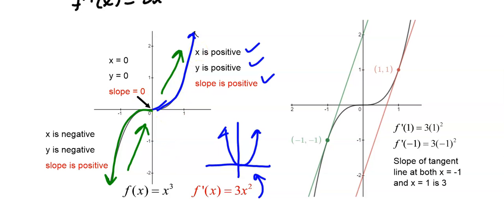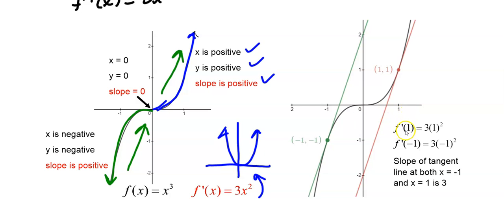So let's look at one specific example that shows us that we're getting positive slopes in both quadrant 1 and quadrant 3. We know that the point 1, 1 is on the graph of f of x equals x cubed because 1 cubed is 1. And the point negative 1, negative 1 is on that graph because negative 1 cubed is negative 1. So those are 2 points on the graph. Now let's use the derivative function f prime of x equals 3x squared to find the slopes of the tangent lines at both of those points.